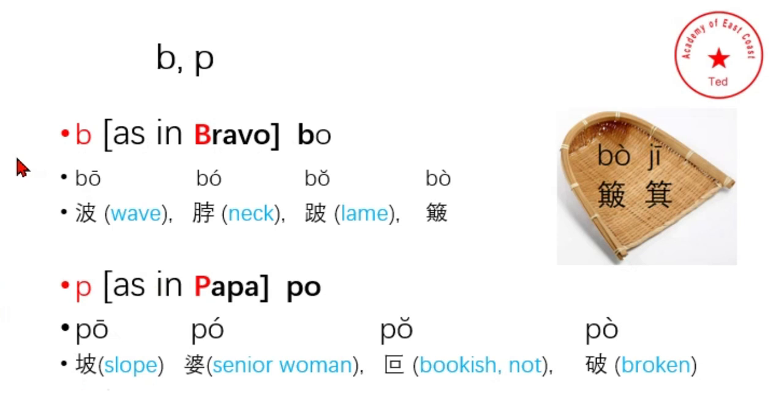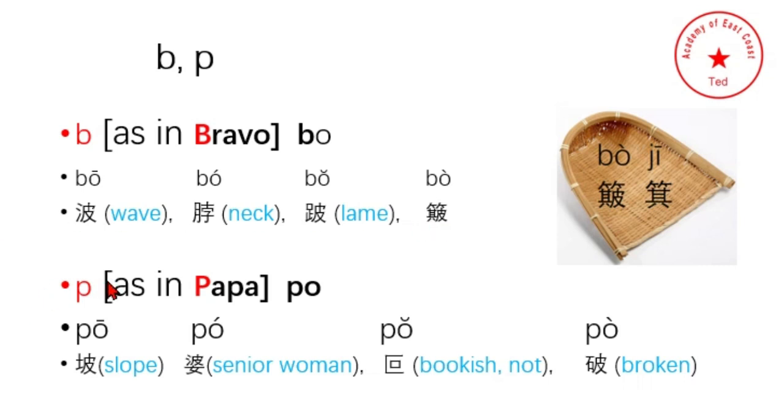Now let's learn bo and po. First, bo. Let's practice it in the syllables with the characters. The first one, bo, wo. Next one, bo, wo. Next one, bo, wo. Next one, bo, wo.